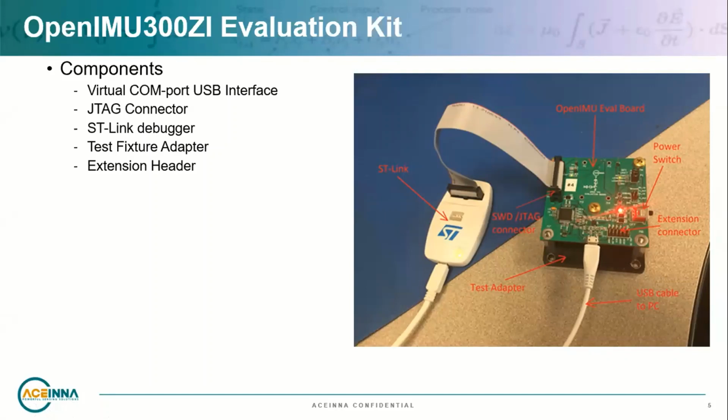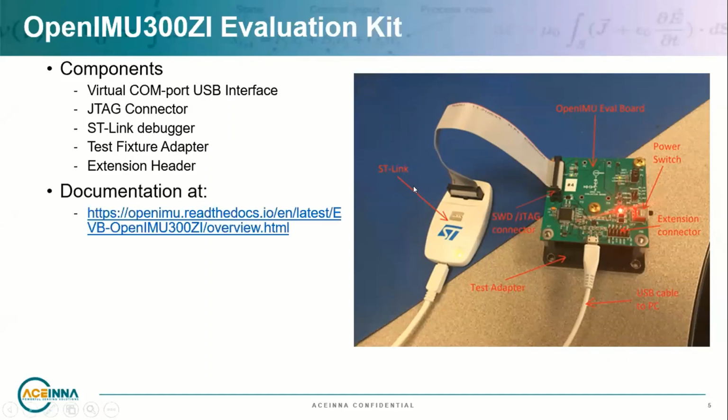Like if you want to use synchronization, you can connect the GNSS receiver and give a 1 PPS signal to the IMU module. So all this information, the pin description and the eval kit information, is readily available on the documentation link.